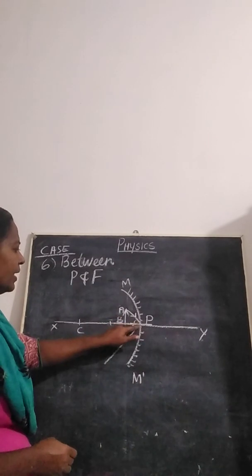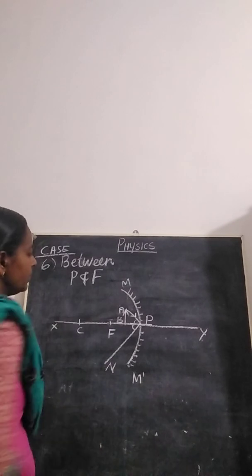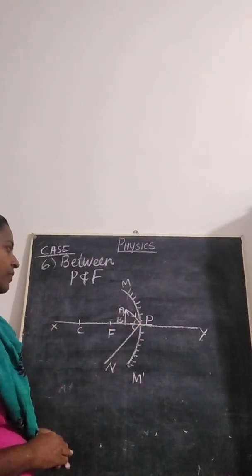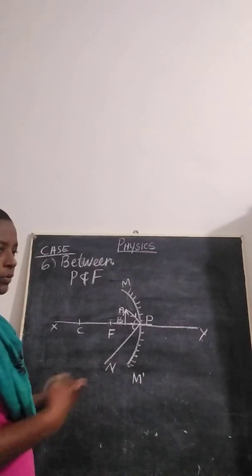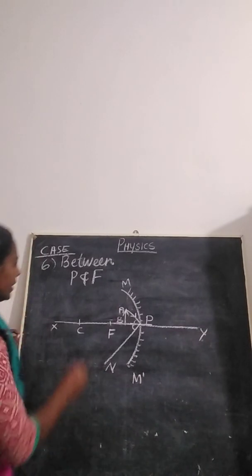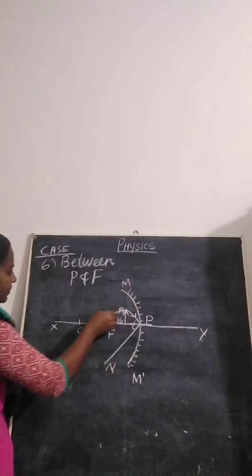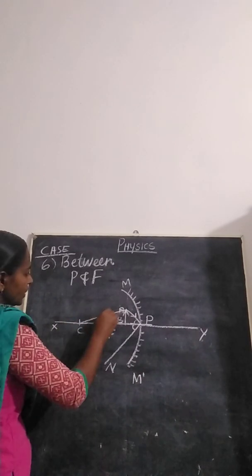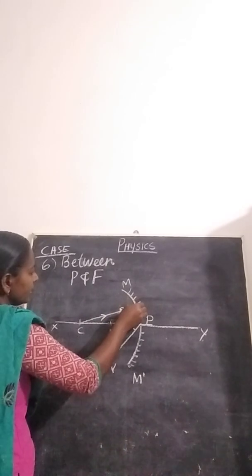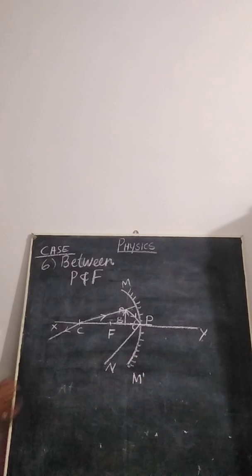So this is the first incident ray and this is the first reflected ray. Let me name it: AP is the incident ray and PN is the reflected ray. Secondly, I need to consider one more ray to find the second reflected ray. This second ray passes through the center of curvature of the mirror, strikes the mirror at this point and gets reflected along the same path in the backward direction.